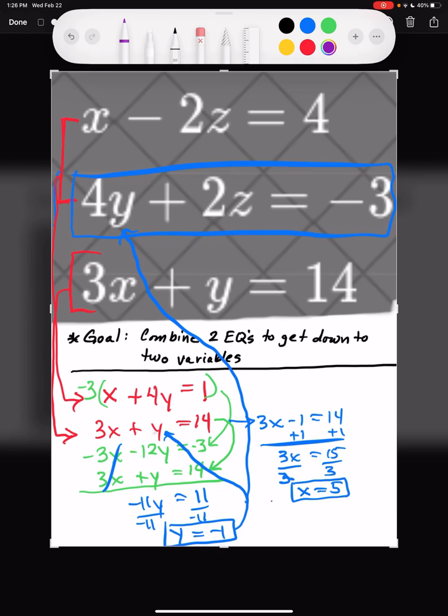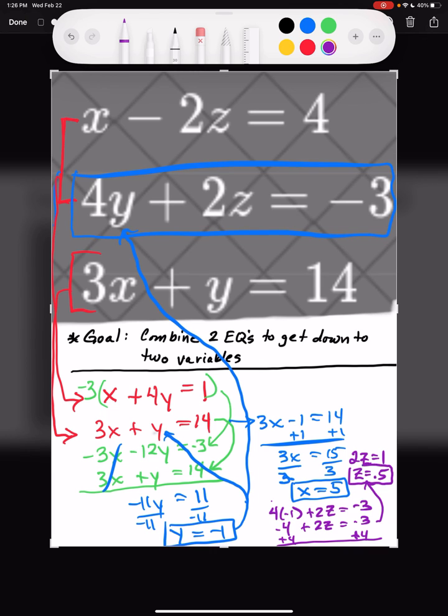As we put a negative 1 in for that 4y part, we're going to get 4 times negative 1, and then plus 2z equals negative 3. As you then realize, you have negative 4 plus 2z equals negative 3, you're going to add 4 to both sides. And as you add 4 to both sides, 2z is going to equal 1. And then finally, z is going to equal 0.5 when you divide by 2 to both sides.